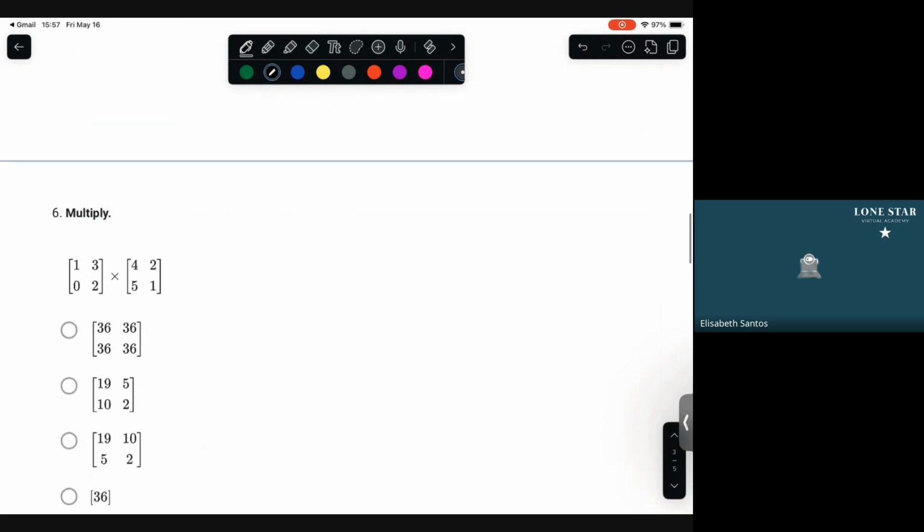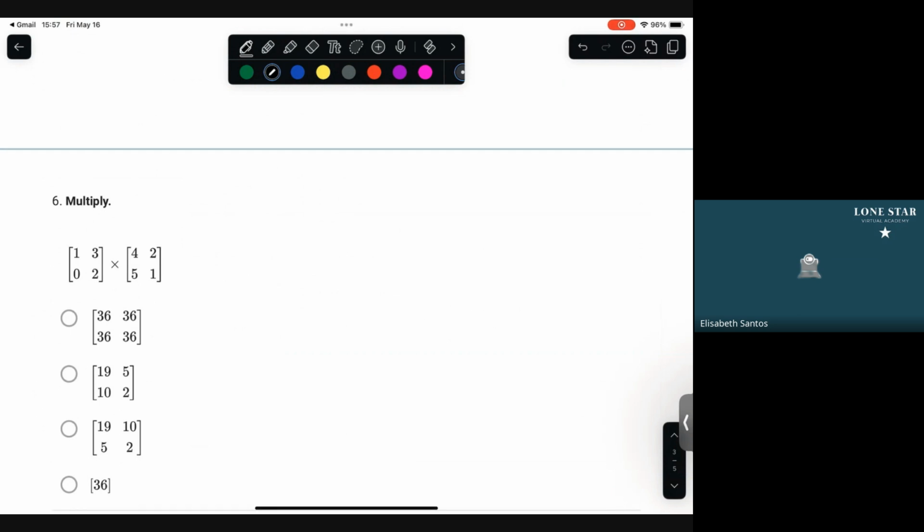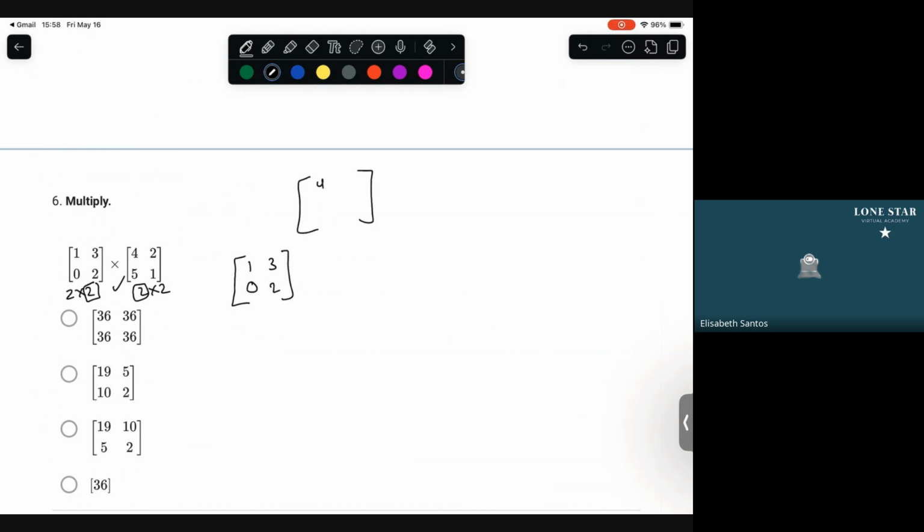Okay, so multiplying. So multiplying is a little bit different. You do have to check the dimensions. So the first one is a 2 by 2. The second one is a 2 by 2. The columns in the first one need to match the rows of the second one. And if they do, you can multiply them. Okay, so the way we are going to multiply them, we're going to drop that first matrix. So 1, 0, 3, 2. And then we're going to have this one at the top.